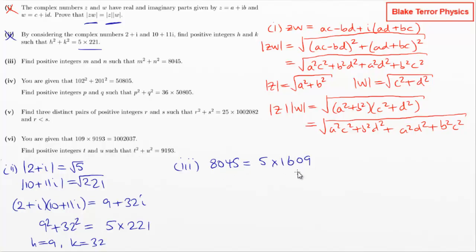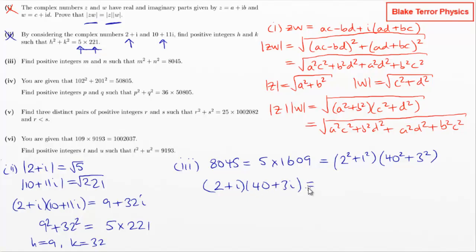So 1609. Okay, and again, just thinking back of how we've done this. So we got that 5 by having that, and we got that 221 by having that. So we need to have one thing, well, let's say 2 squared plus 1 squared. We want to add up squares. So that would be 40 squared plus 3 squared. Okay, so we now need to do 2 plus i times 40 plus 3i, which is going to be 80 minus 3, so 77. And then we've got 40 plus 6.